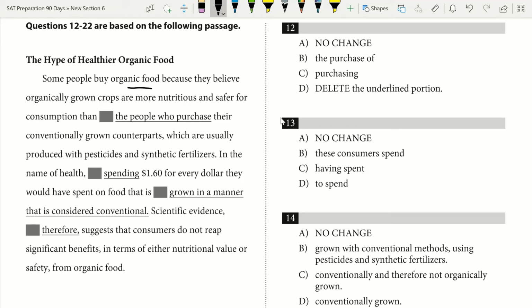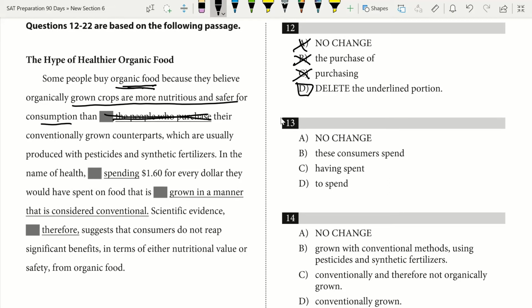Some people buy organic food because they believe organically grown crops are more nutritious and safer for consumption than people who purchase their conventionally grown counterparts. No, okay? They're more nutritious and safer for consumption than their conventionally grown counterparts, okay? We're talking about organic food and their counterparts, which are going to be those conventionally grown counterparts. So we're going to want to delete that whole part, okay? So that right there is making sure we're understanding what two things we're comparing.